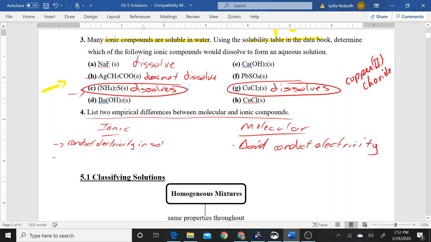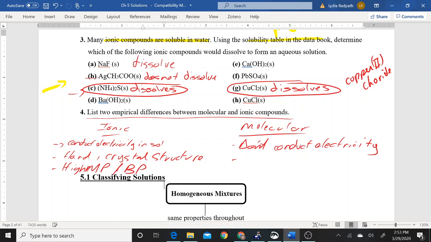They are typically fairly hard. They have a crystal structure when we look at them closely. They have high melting points and boiling points.